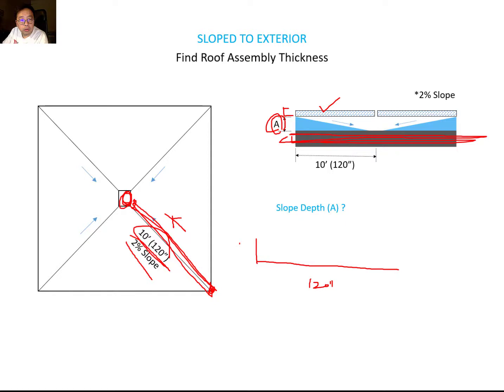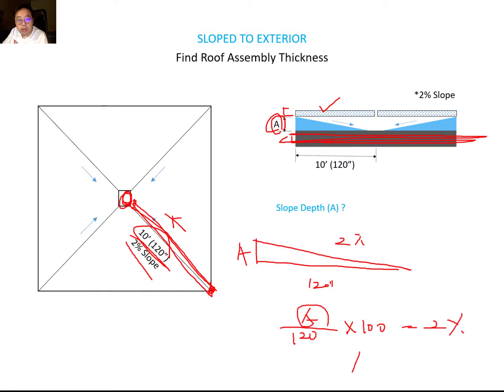But we have to be calculating A here, and now we understand that this is 2%, right? So I mean how you can calculate here 120 and A, which is large, which is the 100% times 100, which is 2%. The problem of this calculation, A can be 2.4 inches.